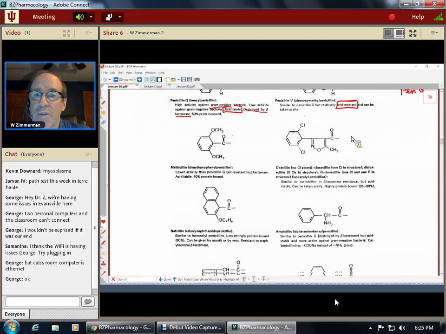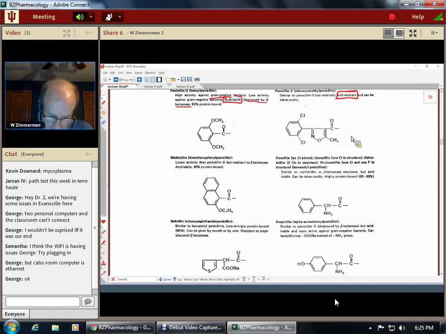The next group down, the methicillin, the oxacillin, as I said, we'll look at these more, but on the left there, they're acid labile. On the right, they've got some resistance. They're acid stable. So on the left, the methicillin is going to have to be given parenterally. Whereas the ones on the right, the oxacillin, cloxacillin, dicloxacillin, can be given as oral administration.